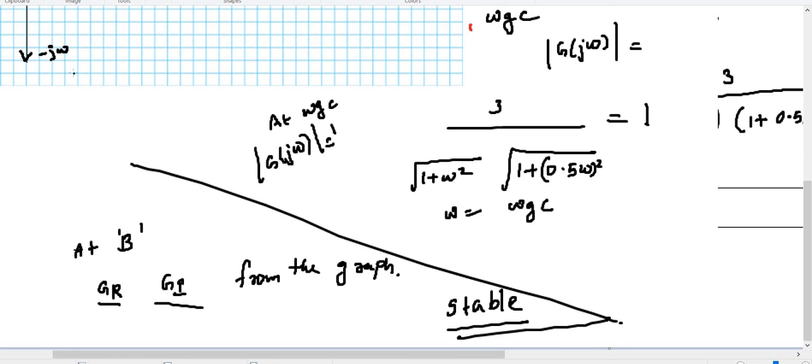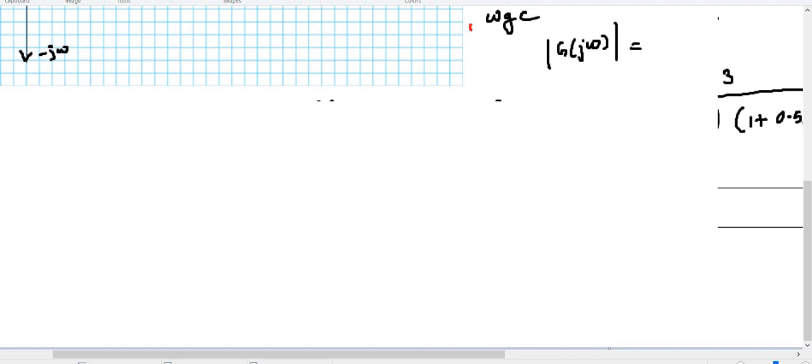Okay, the system is stable. Now, I am just saying how we can draw the approximate polar plot. We can find out that the approximate polar plot will be like this. How can we draw that? That is what I am going to tell you now.